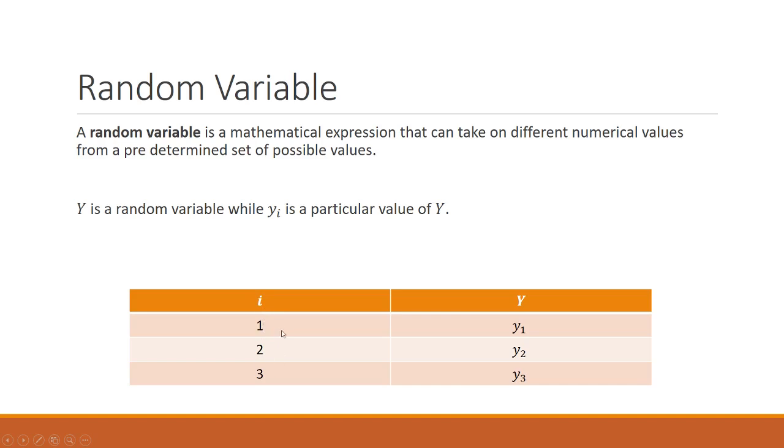Basically, we have 3 individuals in this data set. And then we have a random variable y. This variable can take different values. Person 1 has y1, person 2 has y2, person 3 has y3.